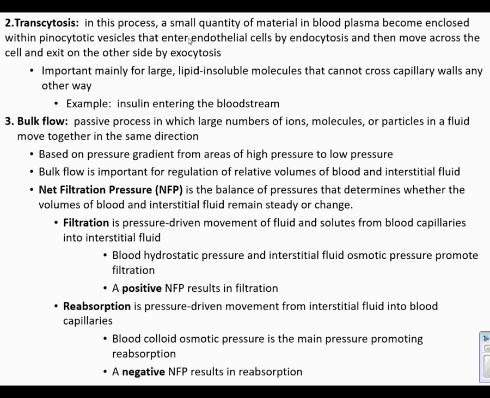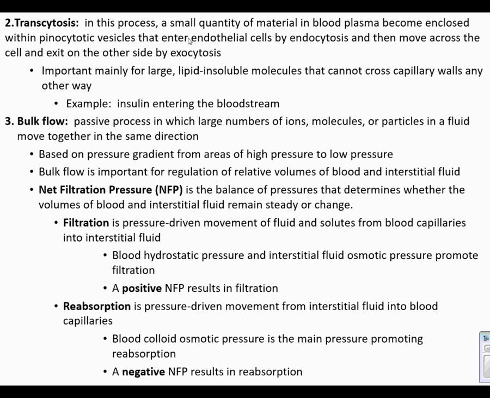Bulk flow is, like I said, where we move a large number of things together in the same direction, things like ions, molecules, or particles. And it relates to pressure gradients, which we've learned a lot about lately, from areas of high pressure to low pressure. This is a very important means of regulating volumes of blood and our interstitial fluid. We're going to talk a lot about bulk flow when we get to our kidneys, which is where we filter our blood and therefore control how much blood we have, which also influences, as we know, interstitial fluid amounts.